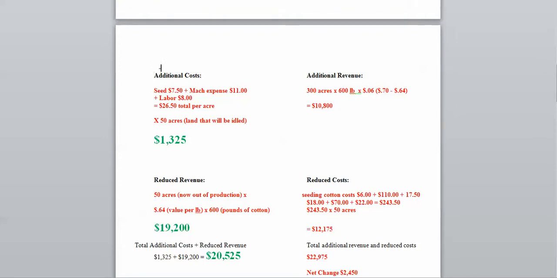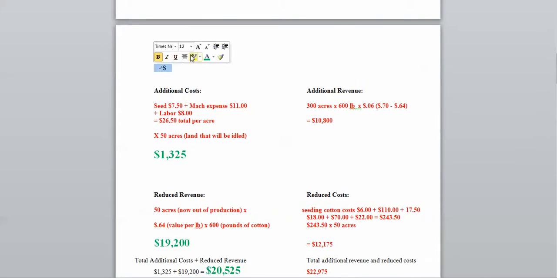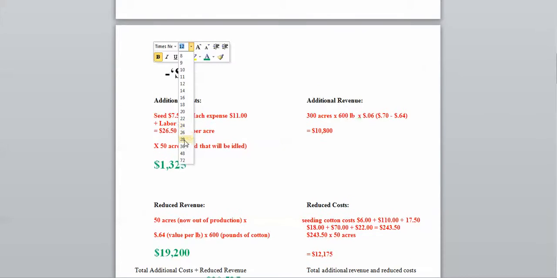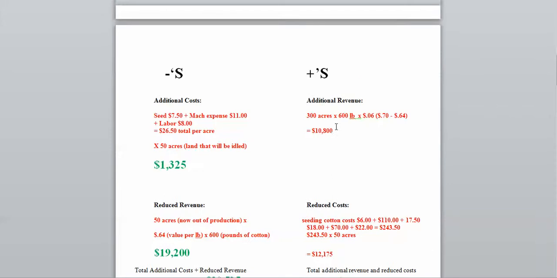I'm just going to put negatives up here to remind us. These are all the negatives. Over here are the positives. The minuses and the pluses. Okay, additional revenue. That was up here.